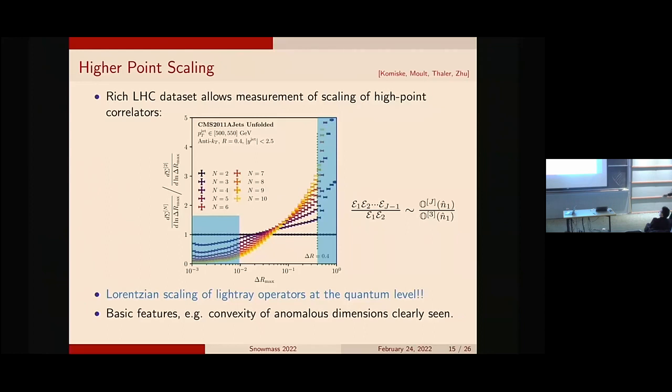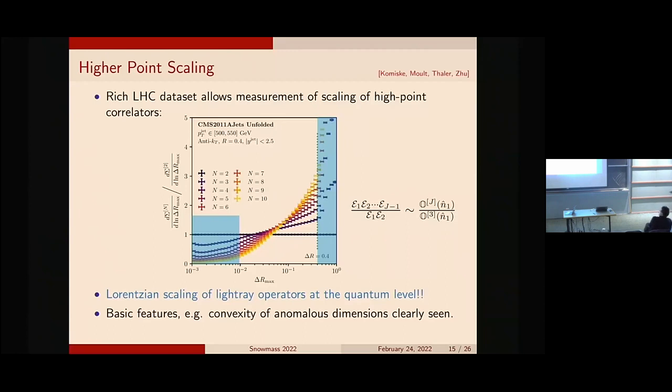And so this really shows quantitatively this Lorentzian scaling of these light ray operators as, again, predicted by this iterative light ray OPE. And you can read off, for example, very basic features of these light ray operators, for example, that the anomalous dimensions are convex in this spin. And so this is why this slope gets steeper and steeper as you go to higher-point correlation functions.